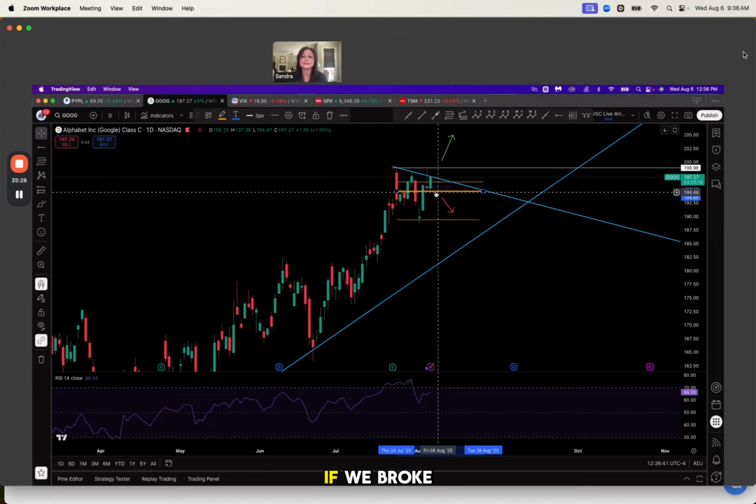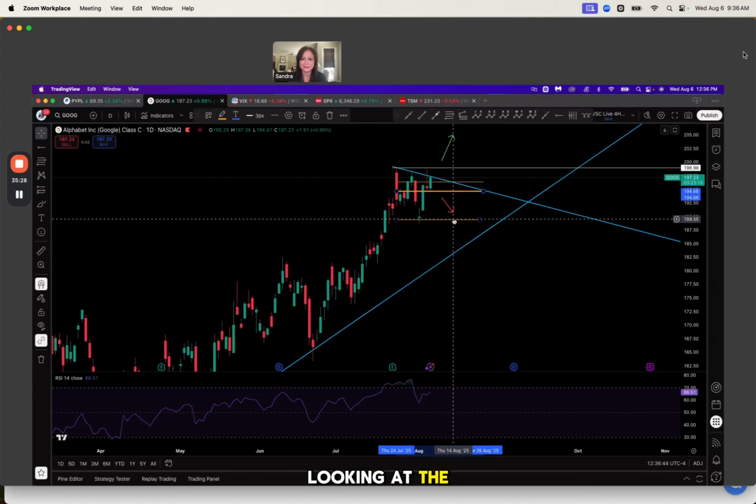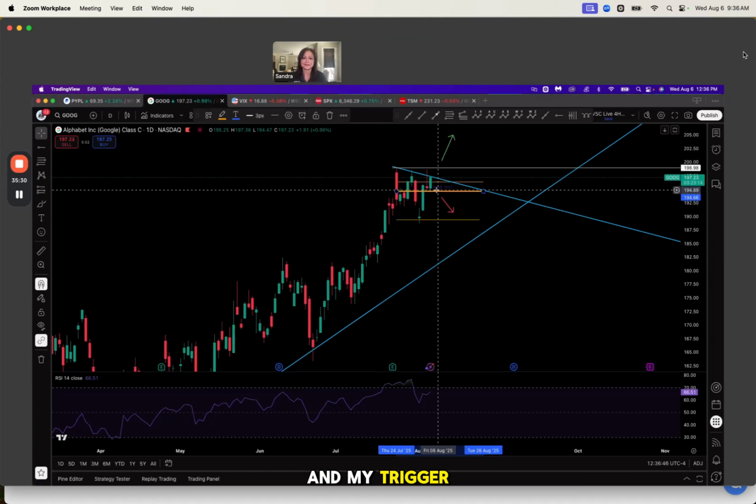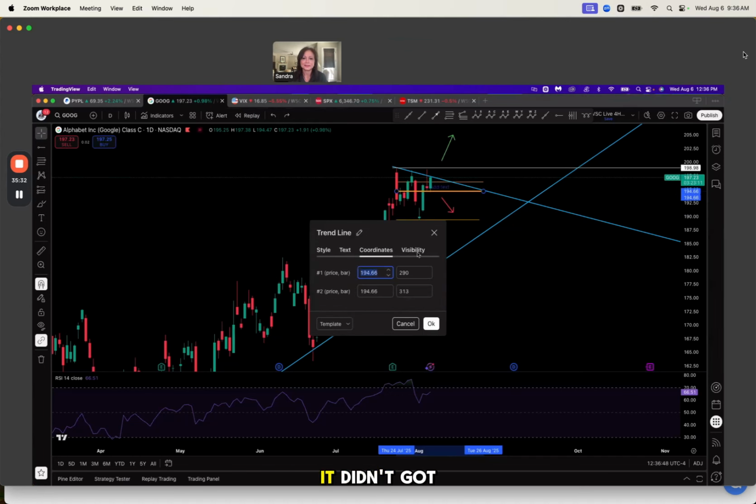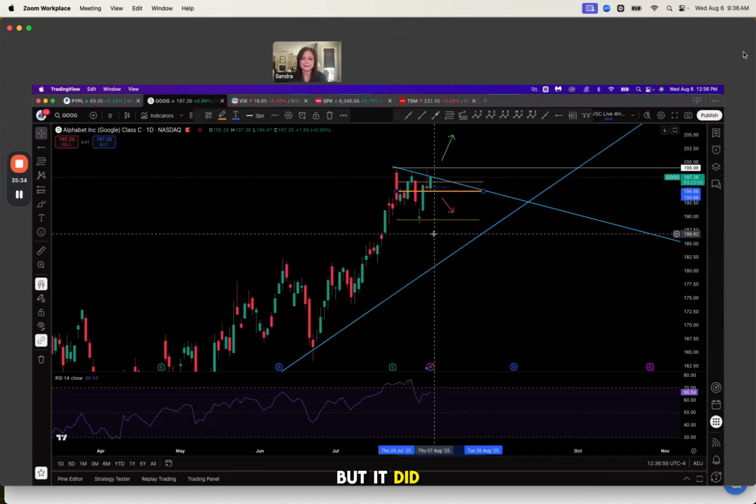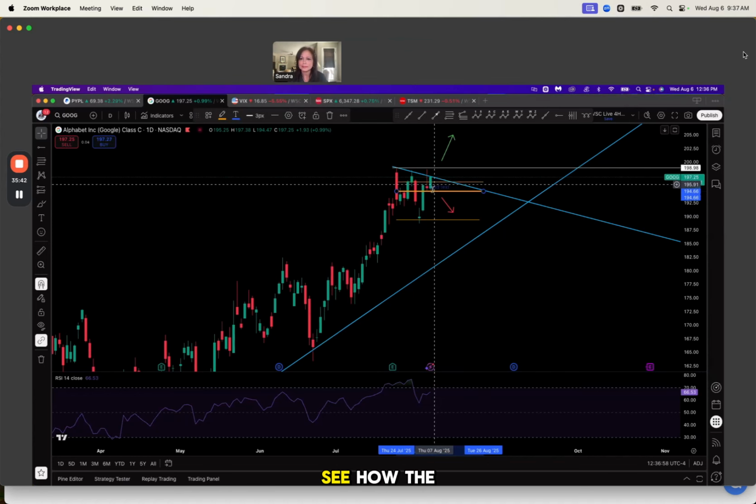If we broke below this level, I would be looking at the reaches of support, and my trigger was below that level. In this case, it didn't get triggered, but it did save me a loss because we are still back to resistance, and the breakdown has not yet happened, and we can see how the biggest dark pool provided that big bounce.